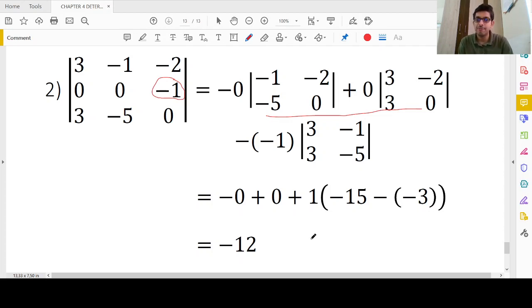So that's all about the definition of the determinant.